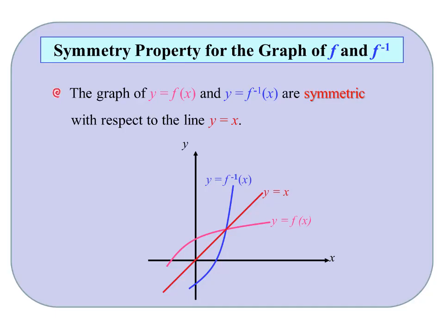From the sketching we did just now, we can see that the graph of f and f inverse has the symmetry property. This means the graph of the function and its inverse are symmetric with respect to the line y equals x.